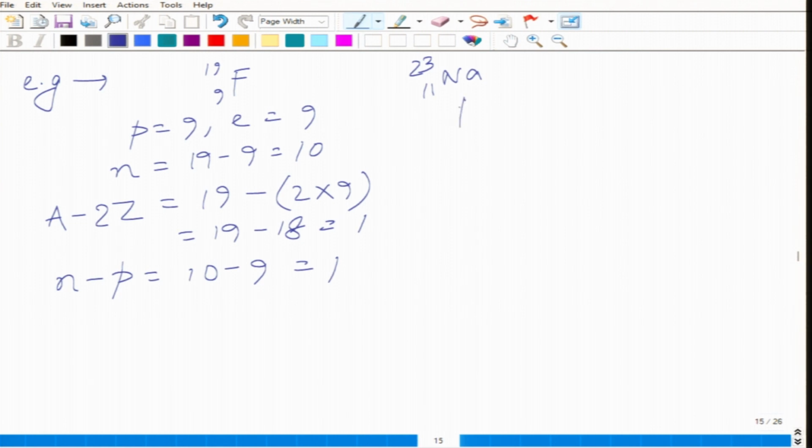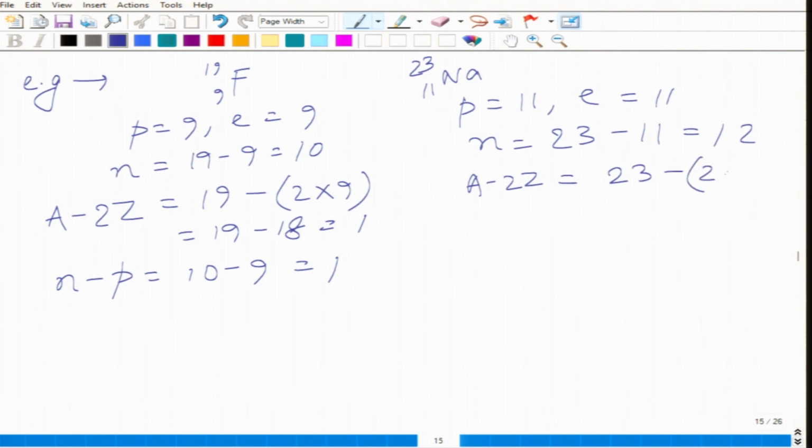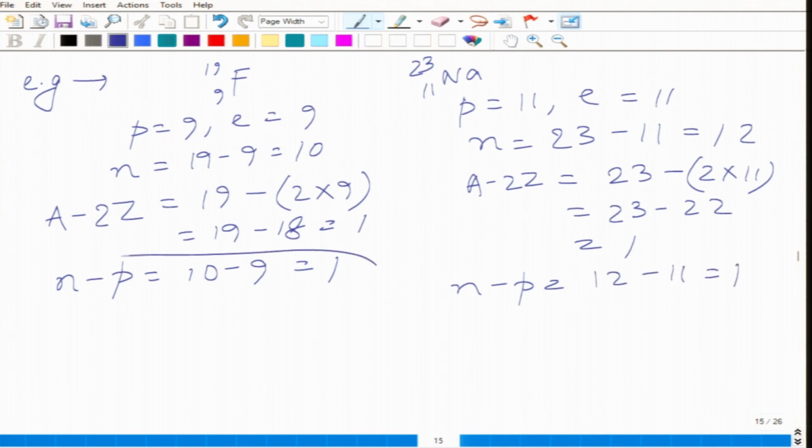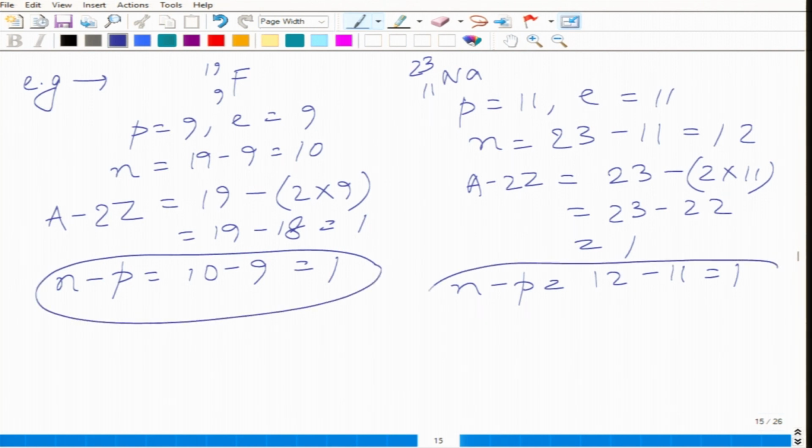For sodium, the number of protons is 11, electrons 11, neutrons 23 minus 11, that is 12. So what is A minus 2Z? It is 23 minus 22 equals 1. Also n minus p equals 12 minus 11, which is 1. So the difference between neutrons and protons is the same.